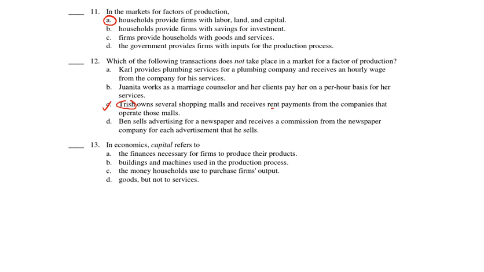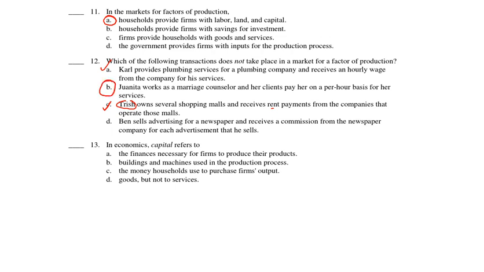Ben is selling advertising for a newspaper, and he receives a commission from the newspaper for each advertisement that he sells. That's a hard one to understand why it is in the market for factors of production. This is clearly factors of production because he's working for somebody, he's receiving an hourly wage. This is the one.